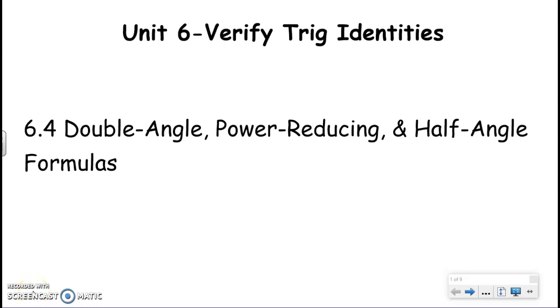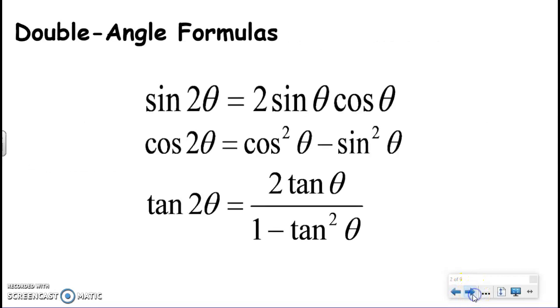Good morning. Today we're going to talk about two additional formulas that you really need to be able to use, and then a third that I'm just going to show you, but you don't have to be able to do it as far as assessment goes. So we're going to focus on double angle and half angle first, and then I'll come back and do the power reducing formula. So here are your double angle formulas.